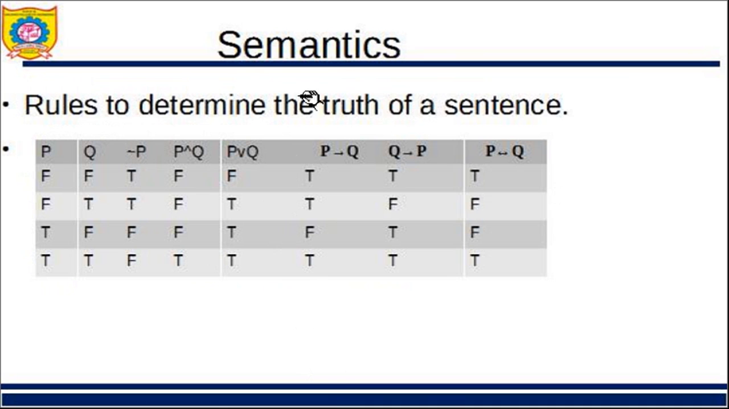Let us see the rules for it. We call this semantics. Semantics are nothing but rules to determine the truth of a sentence. A sentence means a proposition about what we are studying. We want to determine the truth of that sentence, and in order to do so we require semantics. In simple language, semantics is the meaning of the sentence, or finding the truth value of that particular sentence. The best way to find the truth value of a sentence is a truth table.